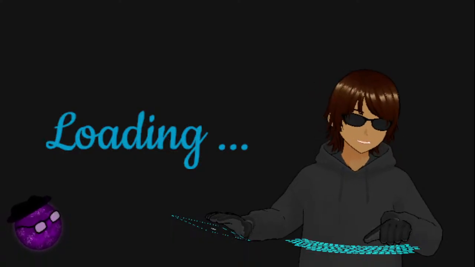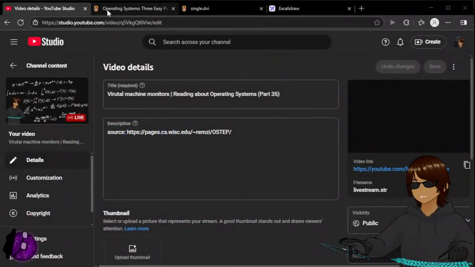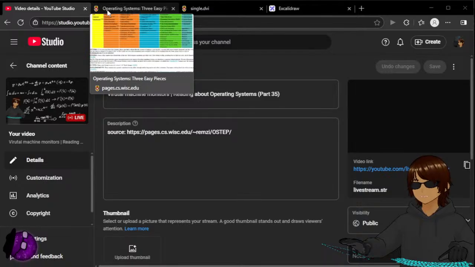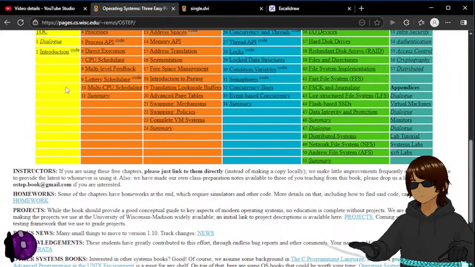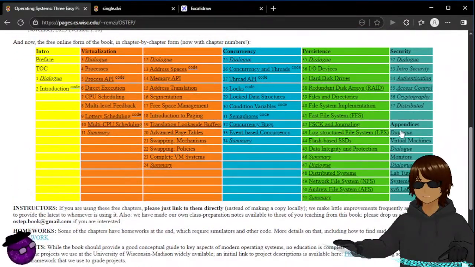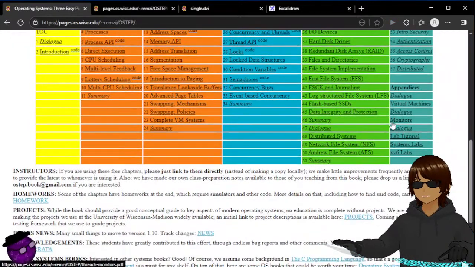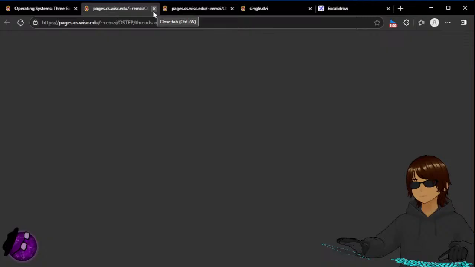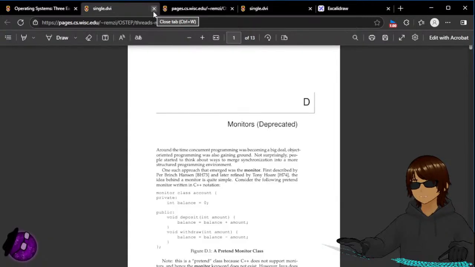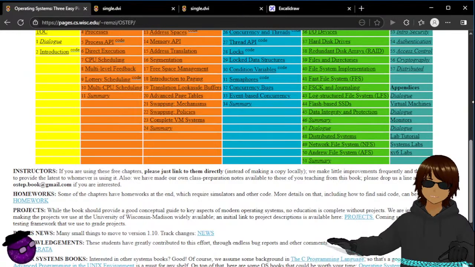And yeah, I'll be reading the operating systems book again. Let me change to. Oops. Did I have anything important here? Nope. Anyways, I will be reading this chapter. It's called Virtual Machine Monitors. I have no clue what this is, and I think this chapter is deprecated. I think I will read this chapter, and this will be the last chapter on this topic.